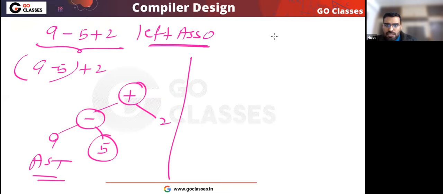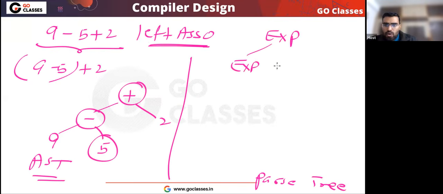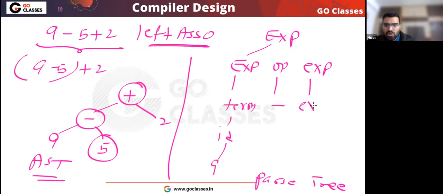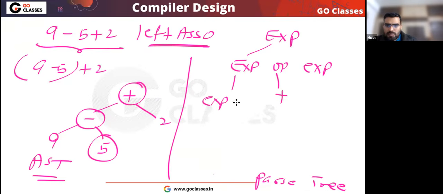And how will the parse tree look for this expression? The parse tree will again depend on the grammar. So the parse tree will be like this: expression going to expression, operation, expression, and this expression will go to term, this will go to identifier, this will go to 9, this will go to minus, this will go to expression, something like this. This will go to plus, and this will go to expression, operation, expression. Are you getting me at this point? Is the difference clear?